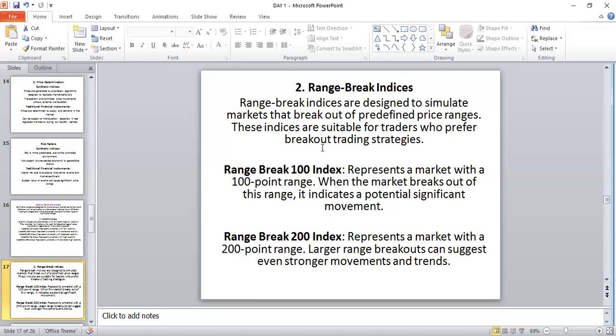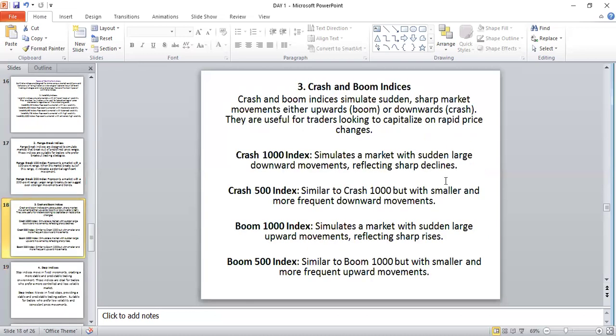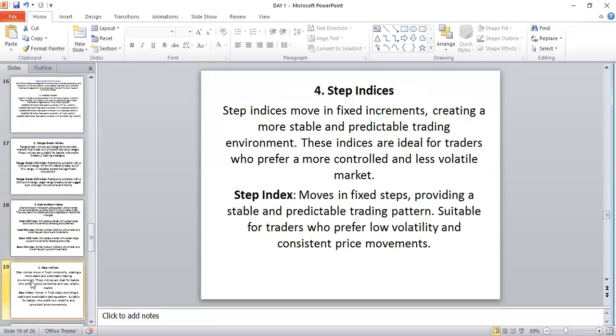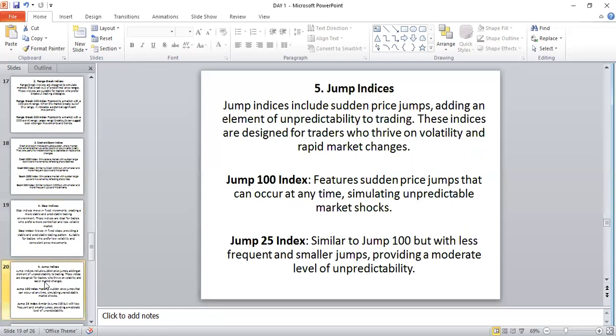Now, for range break, you have two types: range break 100 and range break 200. These are the two major ones. For crash and boom, you have Crash 1000 index, Crash 500 index, Boom 1000 index, and Boom 500 index. Then step indices, and jump indices. You have Jump 100 index, Jump 25, and so on and so forth.